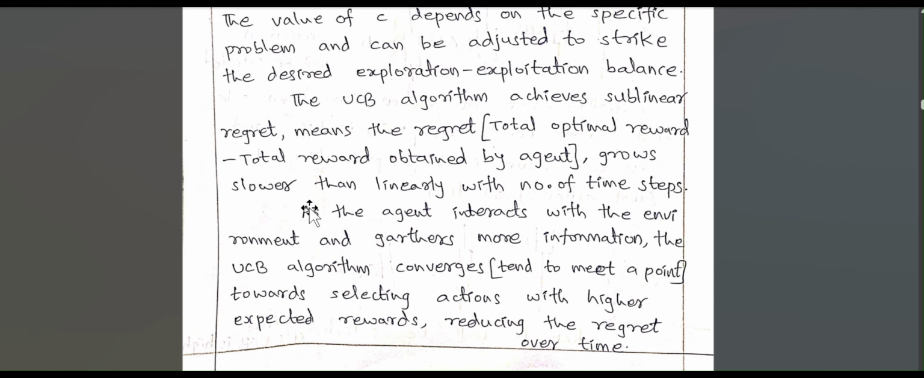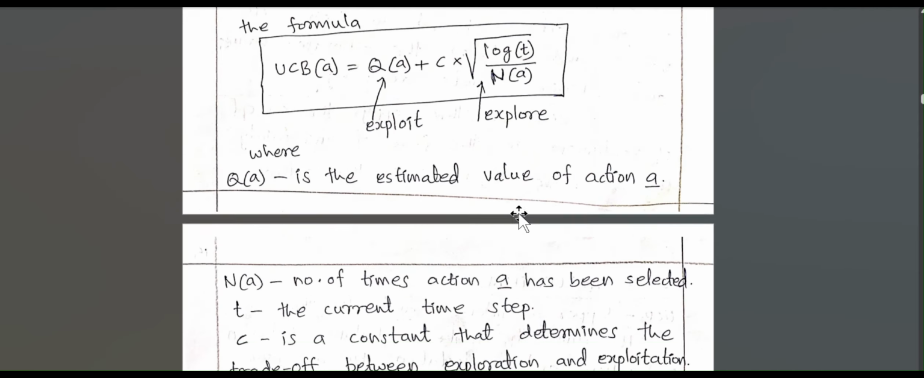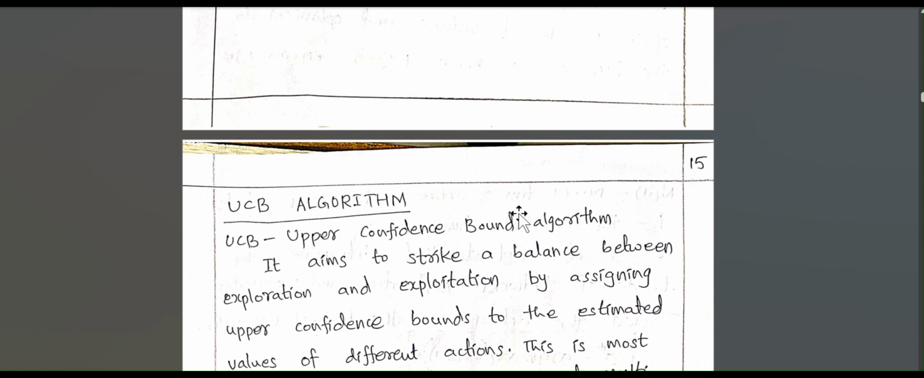Here we can see the UCB algorithm achieves sublinear regret, where the regret is the total optimal reward minus the reward obtained. As you all know, the regret grows slower than linear. You have already seen this sentence in the video about achieving sublinear regret, and that's it for this UCB algorithm, where UCB means upper confidence bound algorithm.